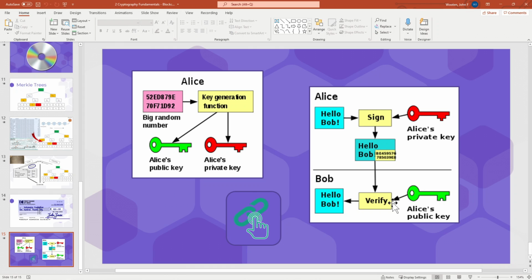Yeah, that's the basis. That's the cryptography behind the blockchain, and it's the basis for everything that we're going to see coming forward.